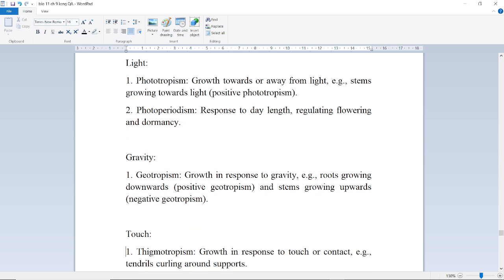Phototropism: growth towards or away from light. For example, a stem growing toward light is positive phototropism. Photoperiodism: response to day length, regulating flowering and dormancy.